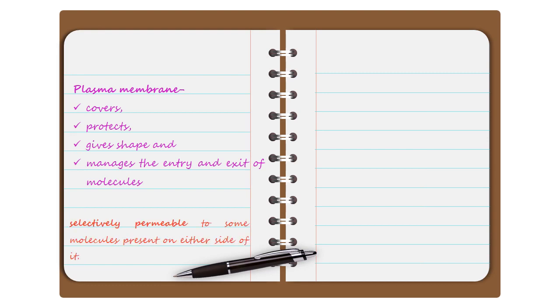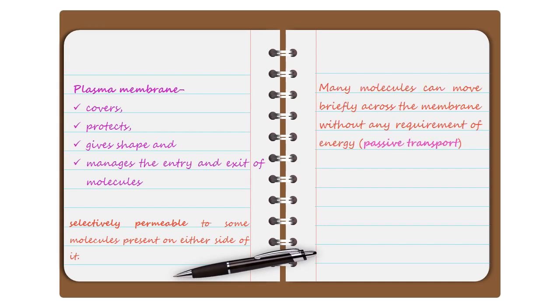So how is it doing all those things? It acts as semi-permeable to some molecules present on either side of it. In that way, it promotes the entry and exit of molecules in and out of the cells. Many molecules can move across a membrane without any requirement of energy. You can see that neutral molecules like water, oxygen and carbon dioxide molecules can move freely in and out of the cell, and they don't need any ATP molecules to enter the cells. That transport we call passive transport. Without any energy requirement, those particular compounds can be transported in and out of the cell.